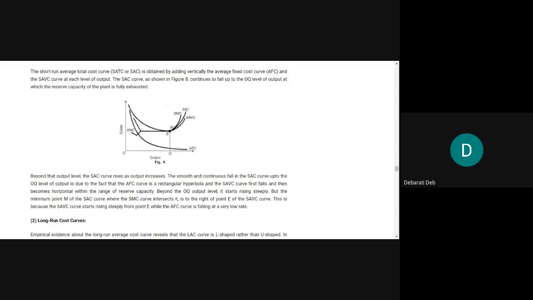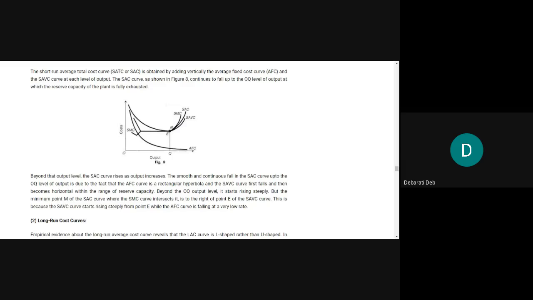Beyond this output level, the average cost curve rises as output increases. Just like yesterday, you saw SMC and SAVC, both of them started to increase after the point B. Just like that, today also, the SAC curve will start to increase as the output increases after this level.